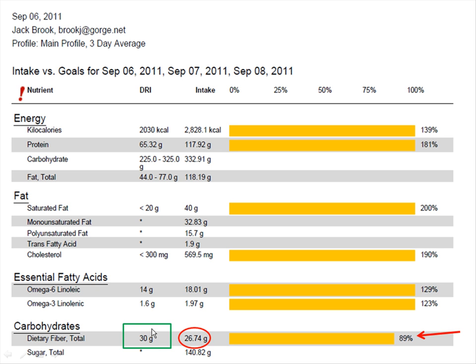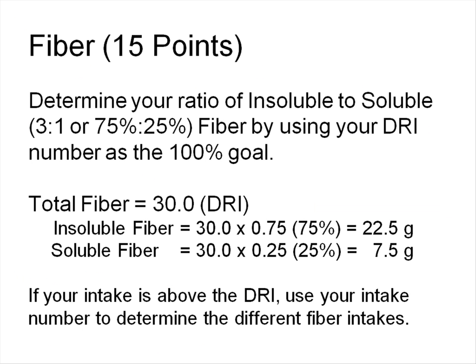So 30 grams is going to be my goal when I'm doing the fiber intake. I would like you to use the DRI goal to do your ratios, because that's really where I should be.